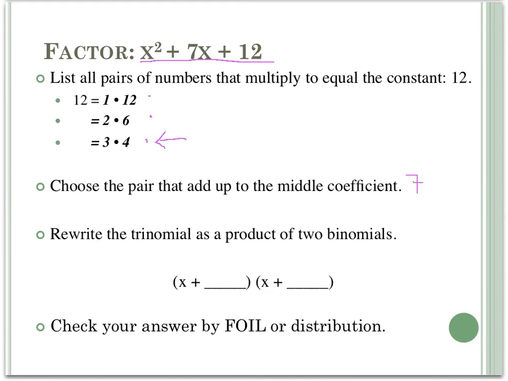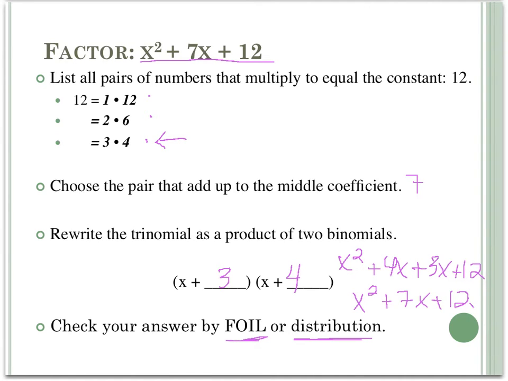So now we're going to rewrite the trinomial as a product of 2 binomials, like we saw before. X plus 3, x plus 4. And if we FOIL, or if we use distribution, we would get x squared plus 4x plus 3x plus 12. Or in other words, x squared plus 7x plus 12, our original trinomial to be factored.